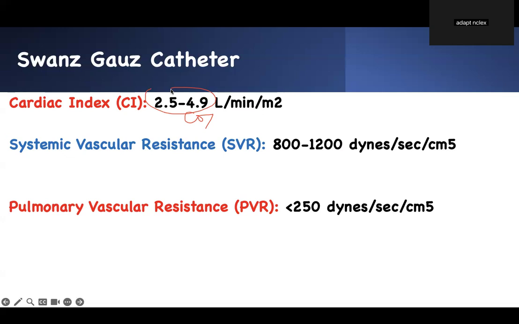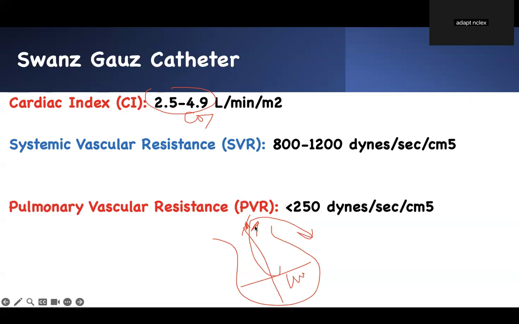These indicate the afterload of the ventricle. Let's go back. So the left ventricle has to pump blood into the aorta. So blood has to go into the aorta, into the system. The pressure here, that is the pressure the ventricle has to overcome. So that's the afterload of the left ventricle.